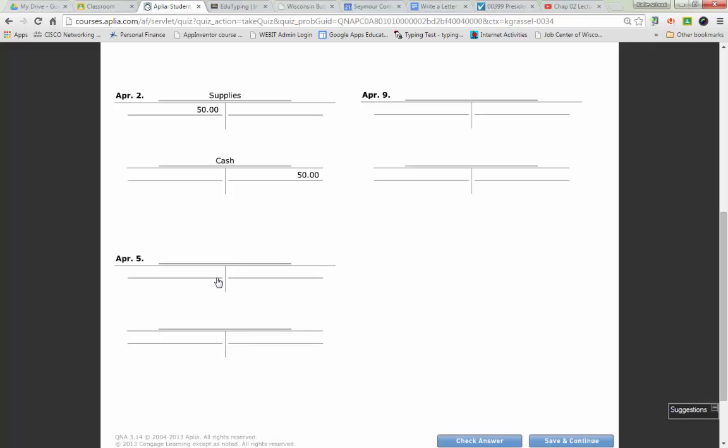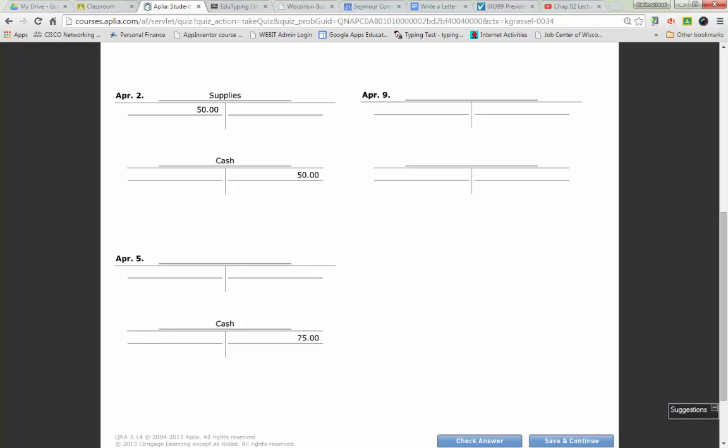So for this transaction, Alex, do we have more cash or less cash? So therefore, what do we have to do to cash, debit or credit? Correct. So cash is going to go second. I had to ask all of those questions first before I could type anything in. So cash is being credited for this one by $75.